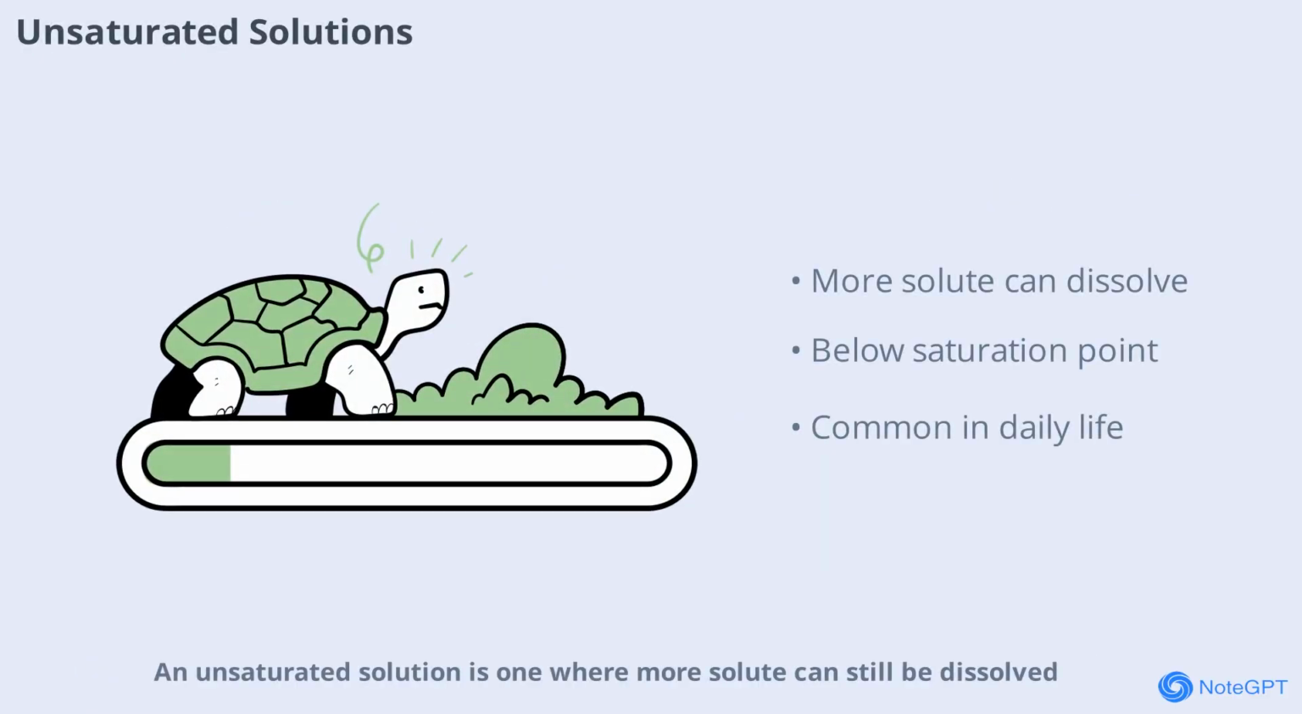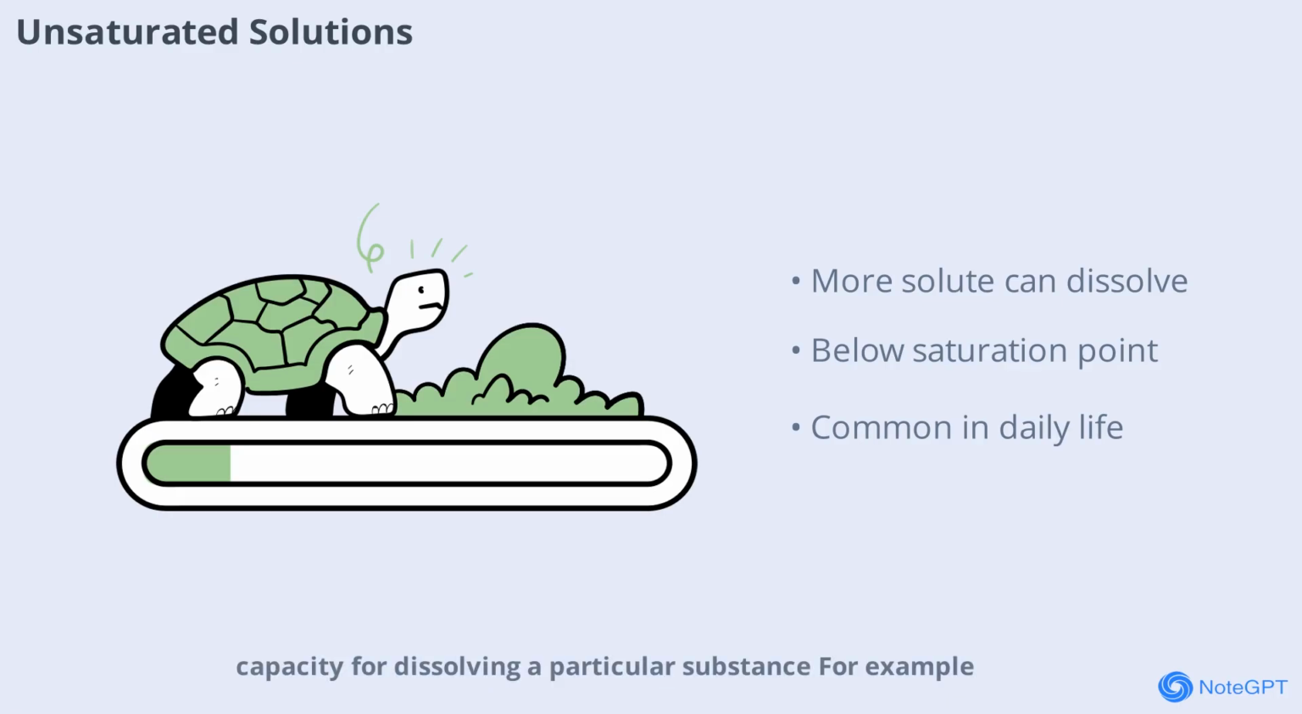An unsaturated solution is one where more solute can still be dissolved. In other words, the solution hasn't reached its maximum capacity for dissolving a particular substance. For example, if you add a spoonful of sugar to a glass of water and it all dissolves, the solution is unsaturated. You can keep adding sugar until it no longer dissolves. Unsaturated solutions are common in everyday life and are the starting point for many chemical reactions.